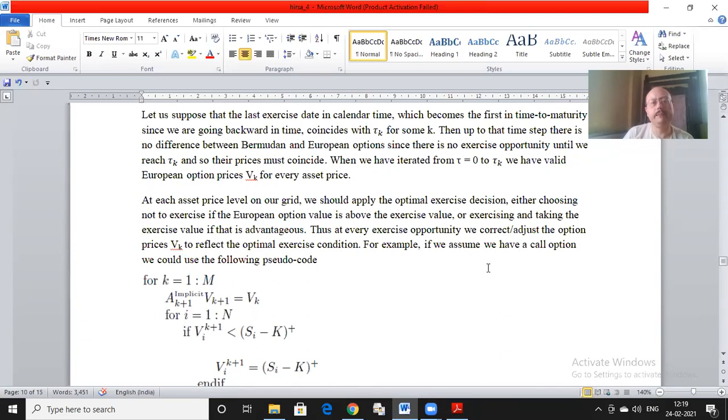So at every exercise opportunity, what we do is we correct the option price. So what happens is at tau k, there is a change in Vk, because it is not only the value of a European option, but it is also a possible exercise at that point of time. So the value is actually going to be more than the European option value, because it's the maximum of these two.